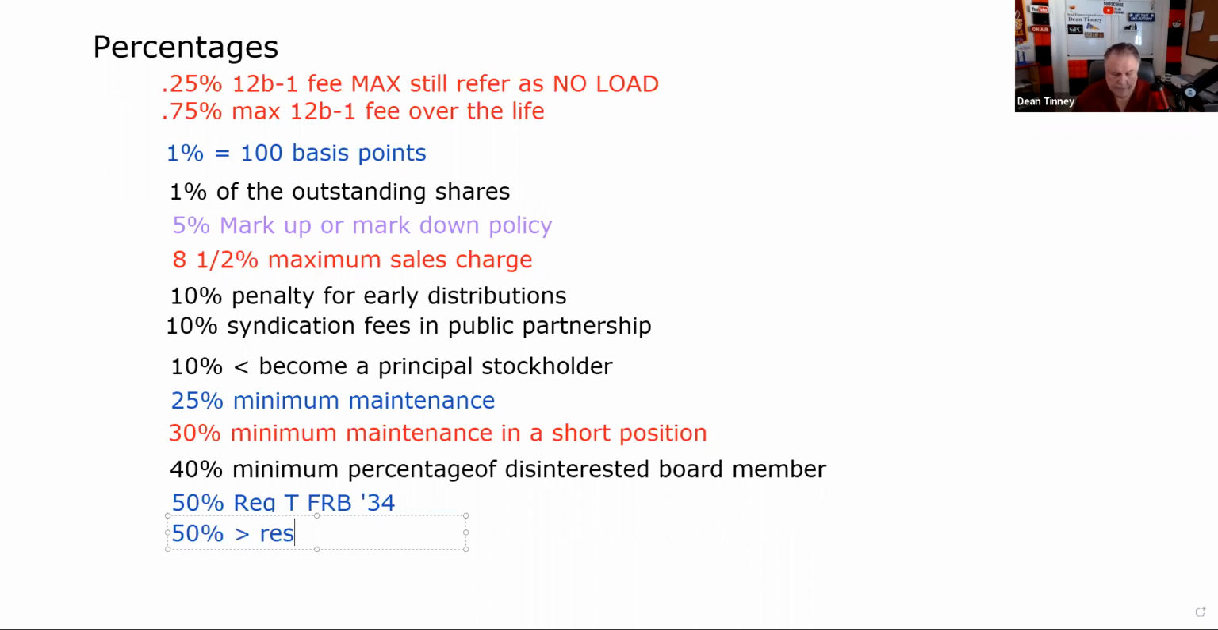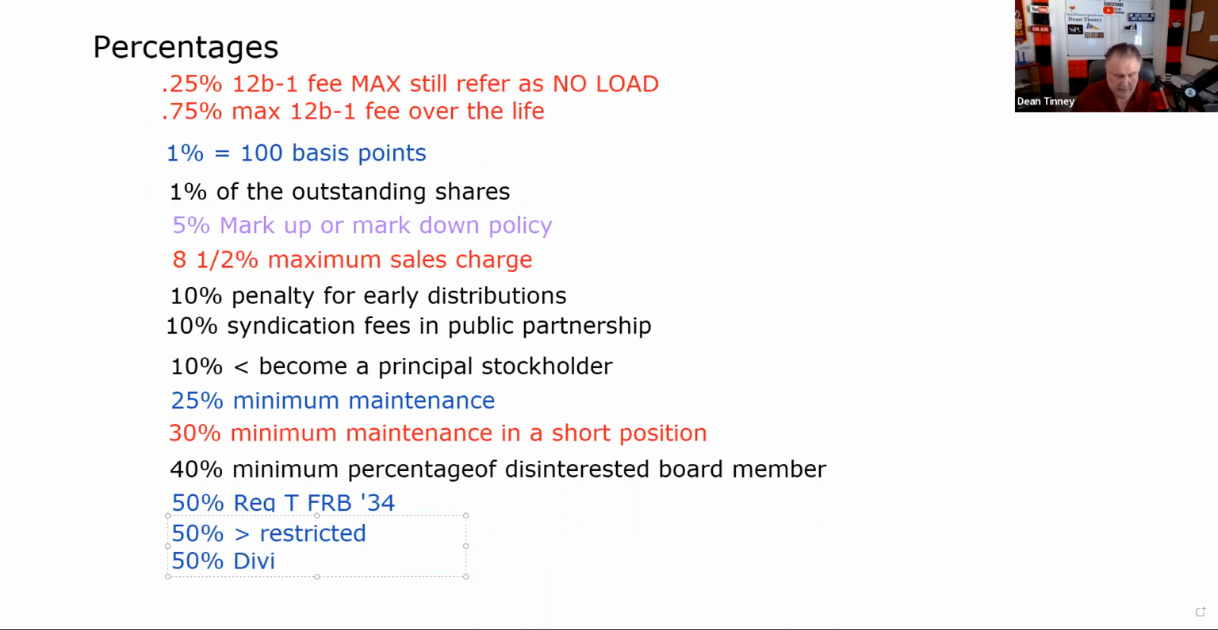Our account is restricted, and a restricted margin account just means it's below 50. Remember, the rule is that you can only have half the proceeds. There's a retention requirement; you've got to leave the rest in the account. 50% is also the dividend exclusion rule.